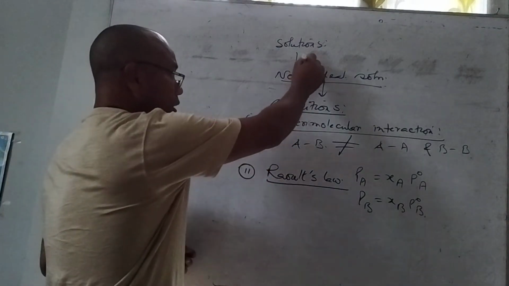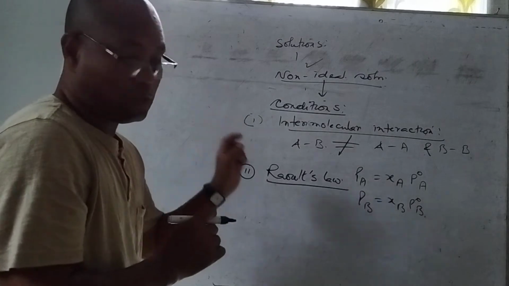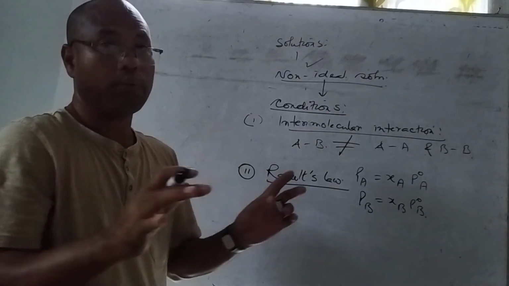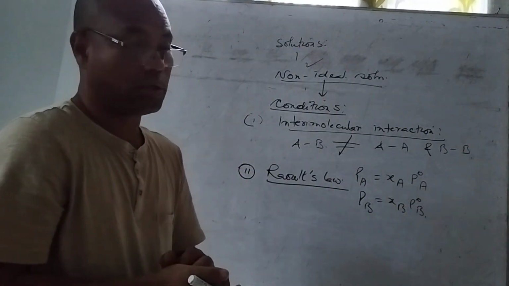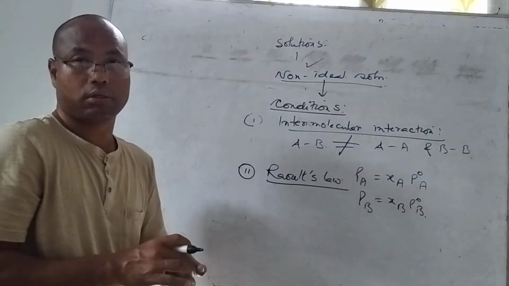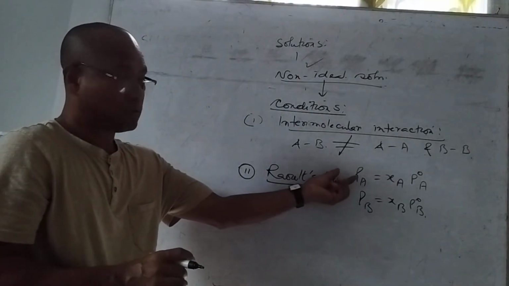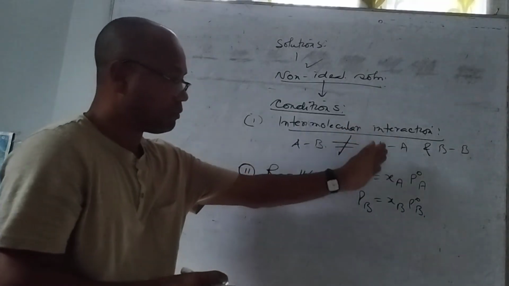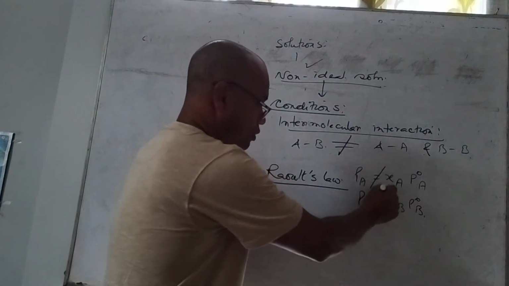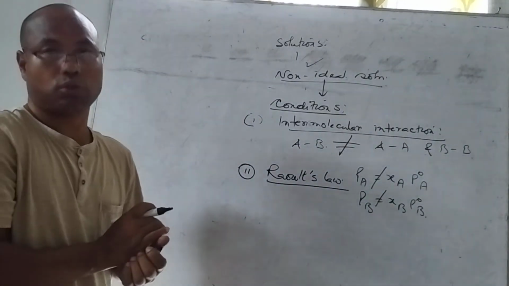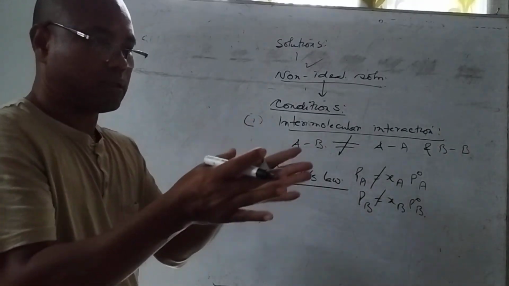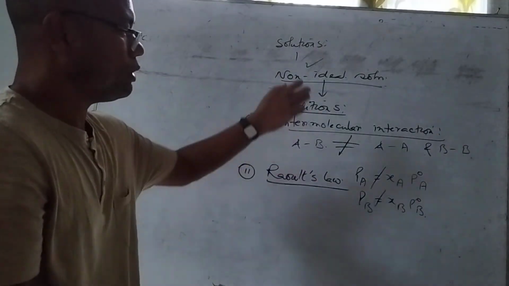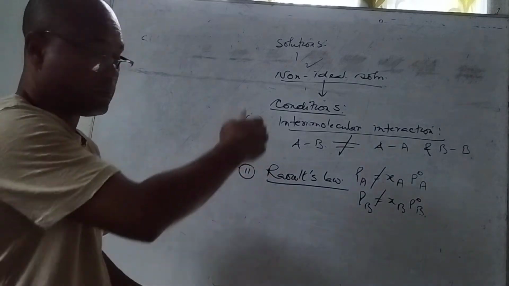But in the case of the non-ideal solution, the solutions which we consider as non-ideal do not obey Raoult's law under any conditions of temperature or concentration, right? That means the vapor pressure of component A or component B in the solution is not the same as the product of these two. That means not equal to. This is for the non-ideal solution, right? So when we write the difference between the ideal solution and the non-ideal solution, we keep these things in mind, in the simplest way.